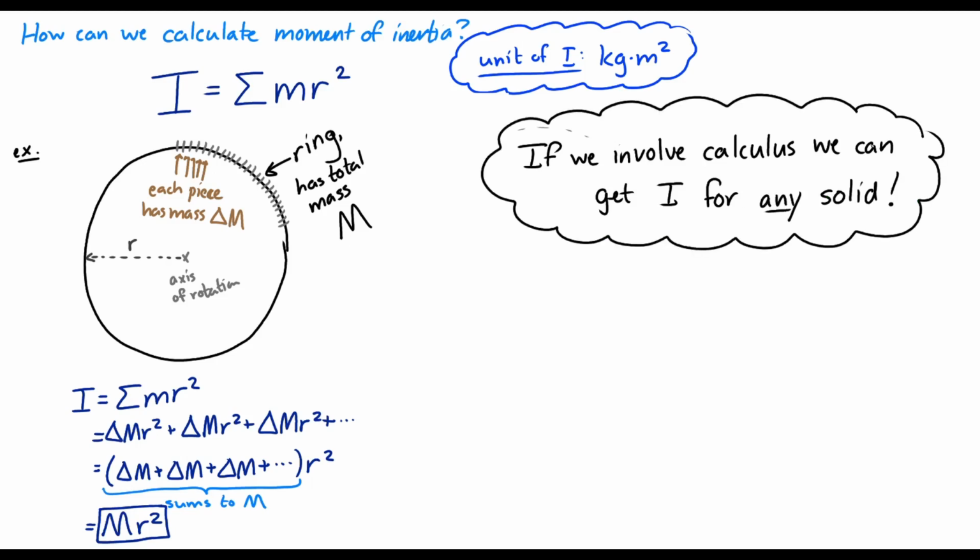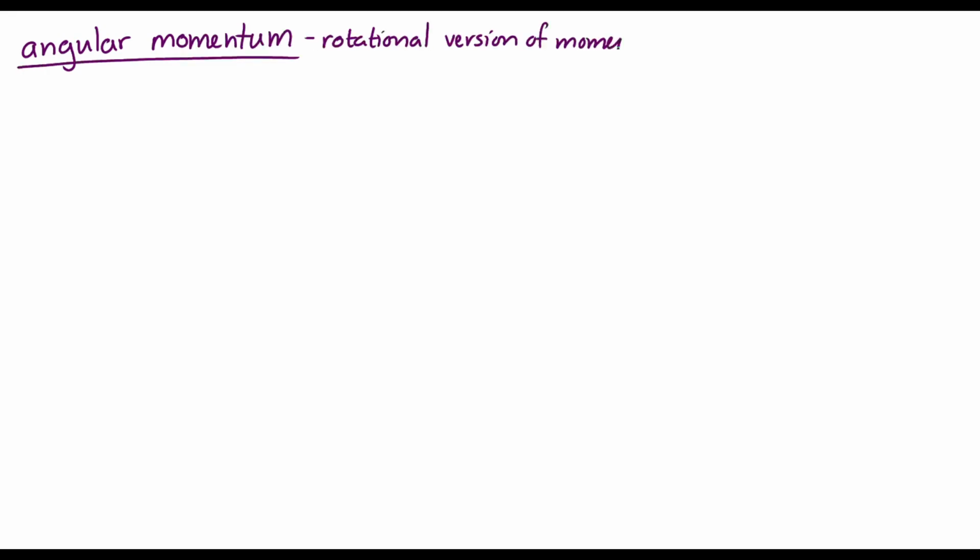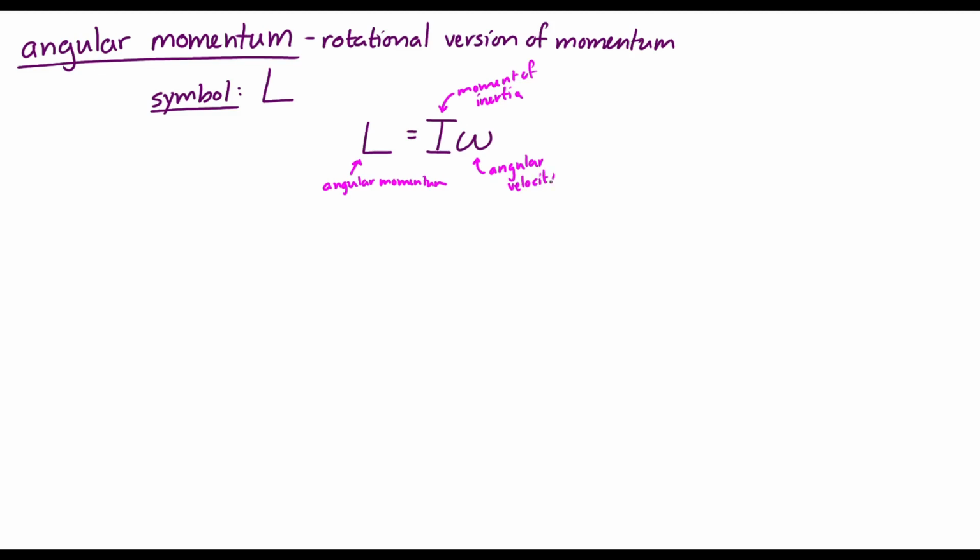We're going to move on to the rotational motion version of momentum, which is called angular momentum. Angular momentum is represented with the letter capital L. Interesting choice. And angular momentum is equal to I times omega, the moment of inertia times the angular velocity, which makes sense, because if you compare it to linear momentum, that was equal to mass times velocity. And remember, mass, the corresponding variable in rotational dynamics, is the moment of inertia.